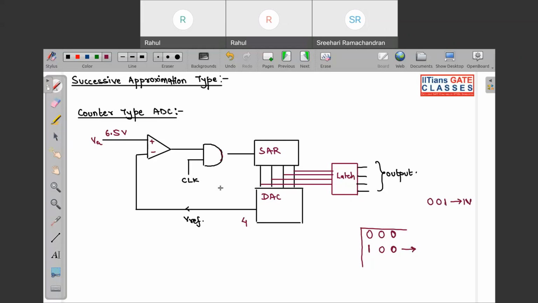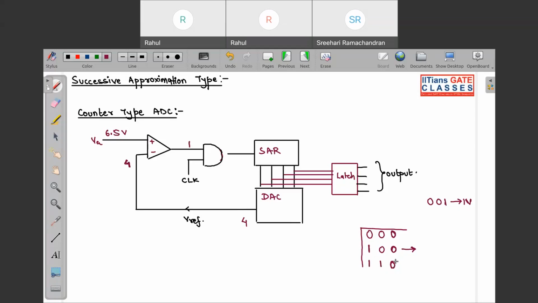Sorry, this will be 4 volt. You can see 6.5 is greater than 4, so this will be 1. So this SAR, in the next clock cycle, will increment the next bit position after the MSB. So this has been incremented.